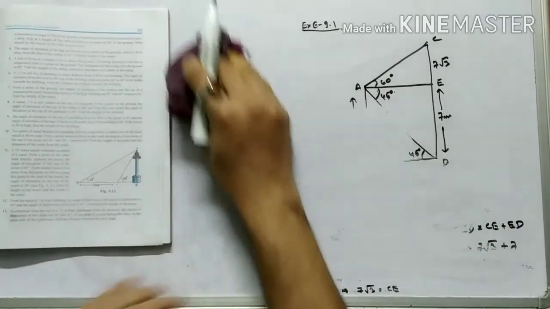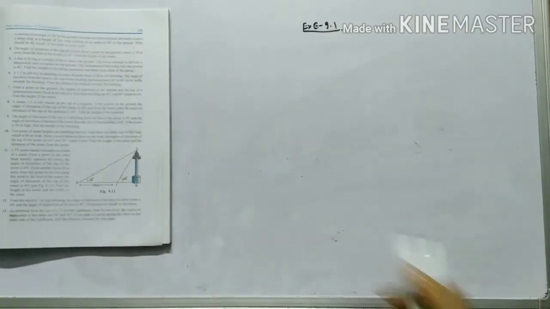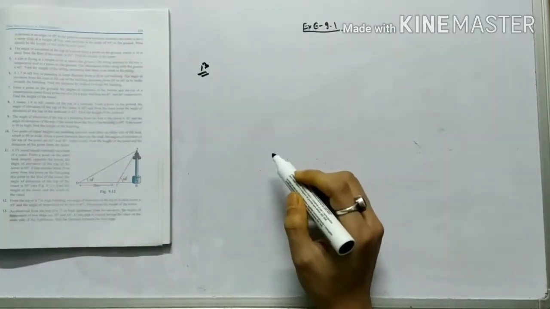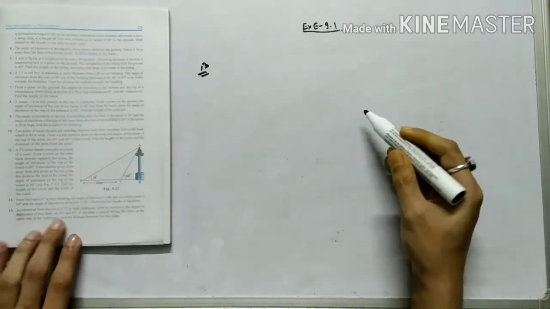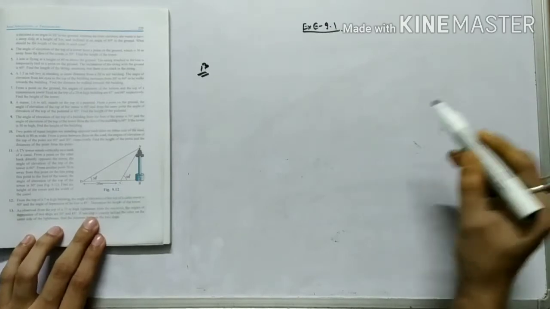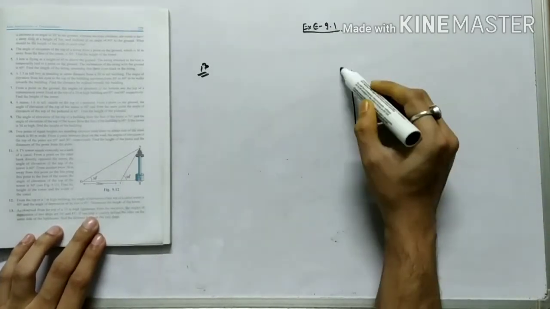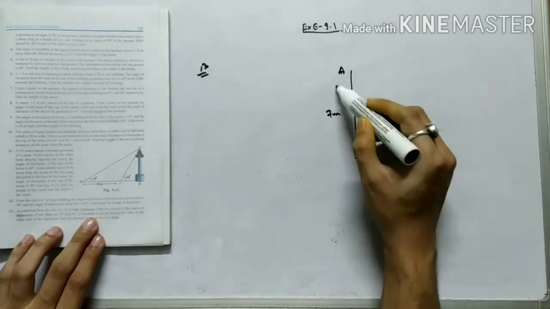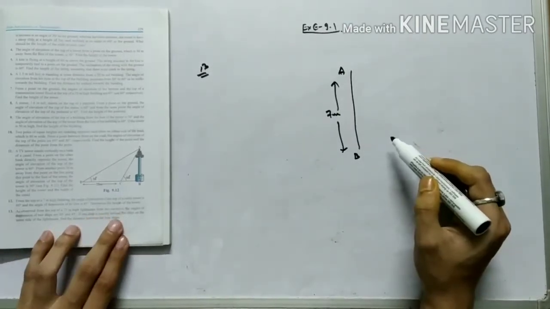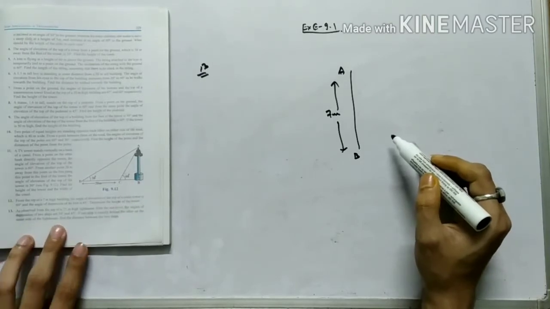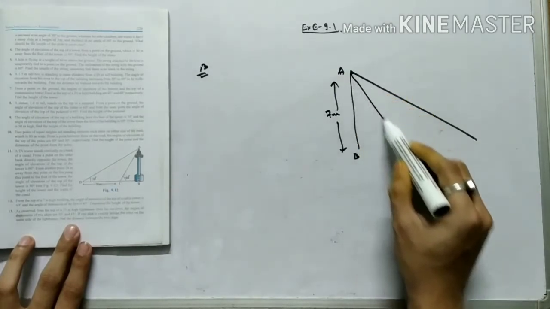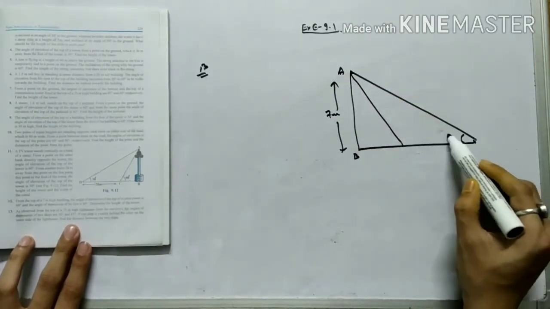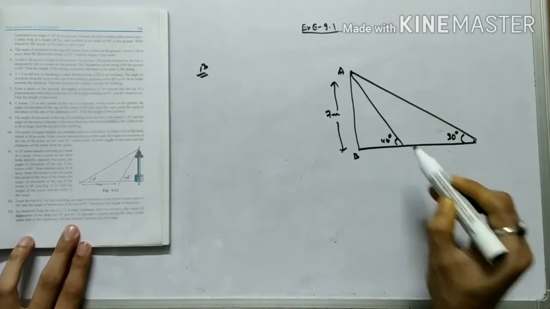So next again, question number 13. An observer from the top of a 75 meter high lighthouse, let's call it AB, 75 meter high lighthouse from the sea level. The angle of depression of two ships are 30 degree and 45 degree. Let's say this is 30 degree and this is 45 degree.